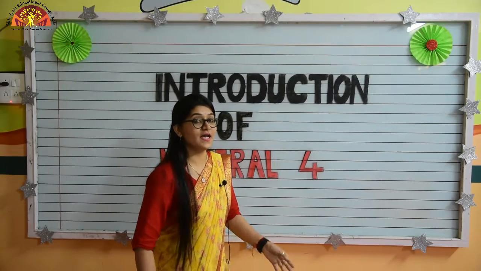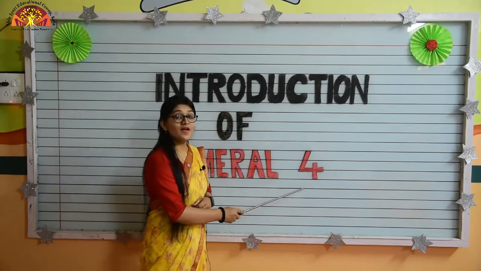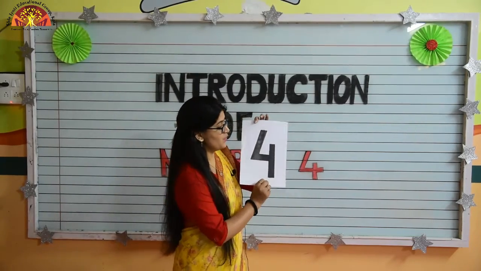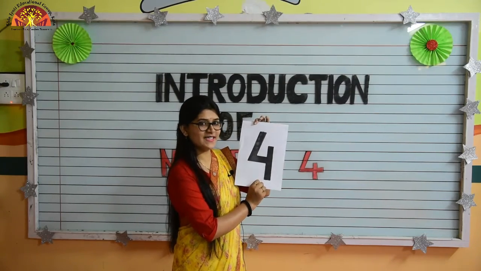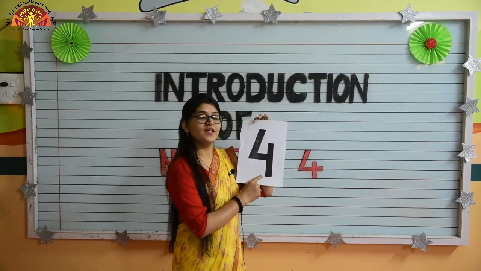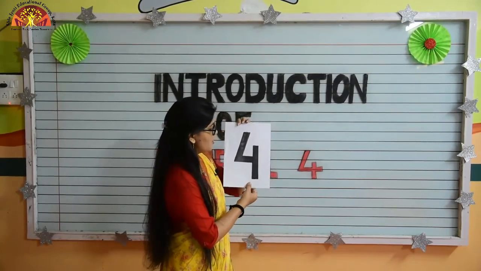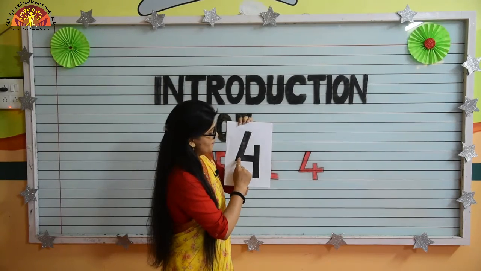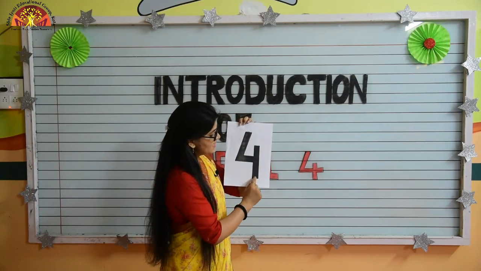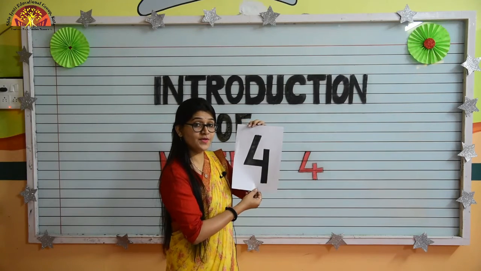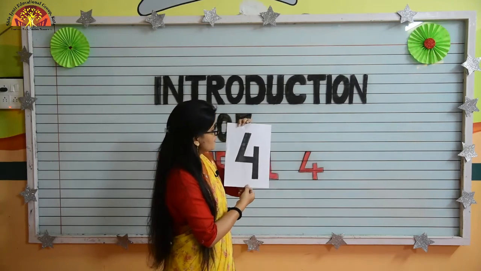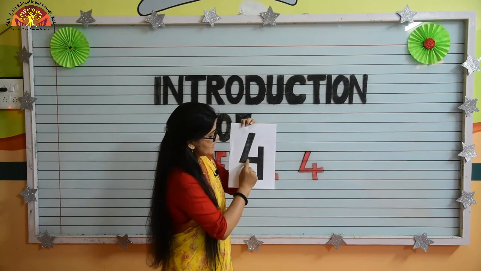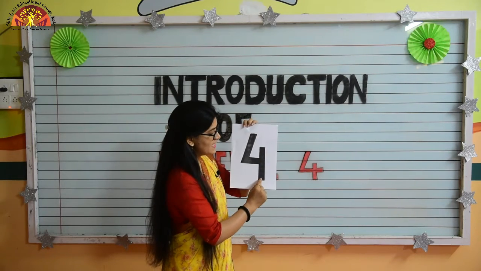We are going to learn about numeral 4. Okay? This is numeral 4. What is this? This is numeral 4. We will draw numeral 4 with slanting line, sleeping line and standing line. How will we draw numeral 4? We will draw numeral 4 with the help of slanting line, sleeping line and standing line.